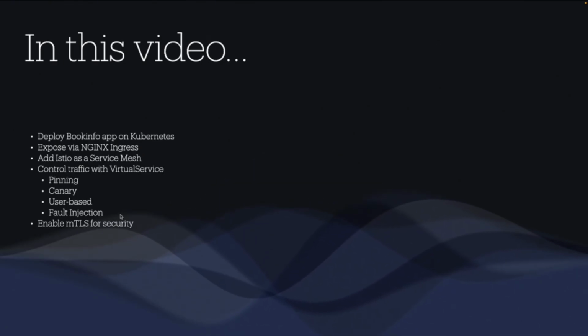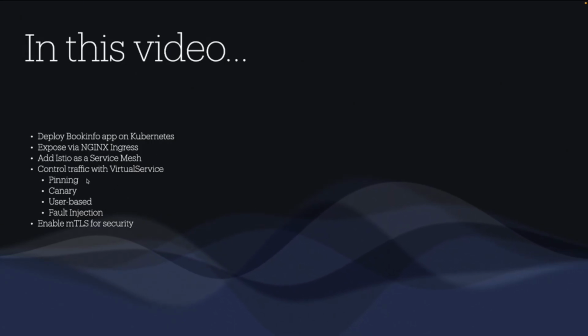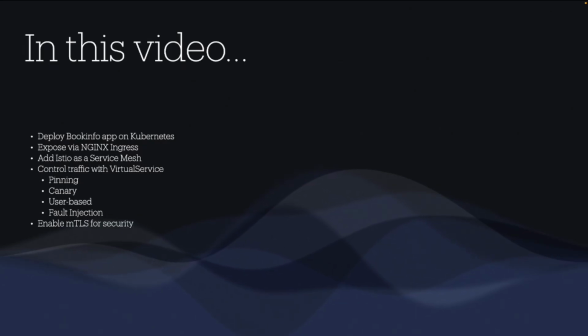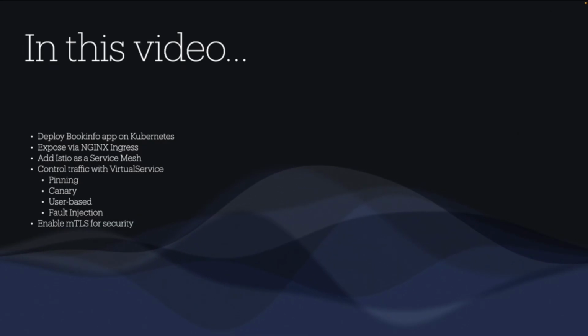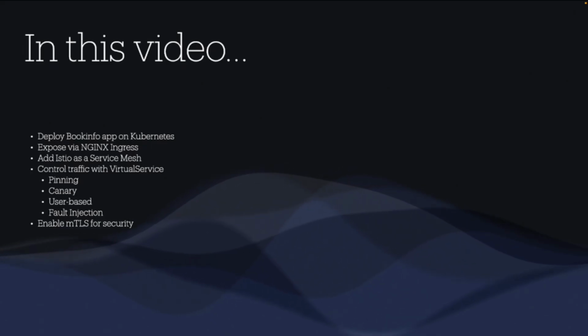Moving on, in this video, we will be deploying a sample application on Kubernetes, exposing it via NGINX Ingress, then adding Istio as a service mesh, and finally controlling traffic with virtual services. And then we will also be enabling mutual TLS for security.